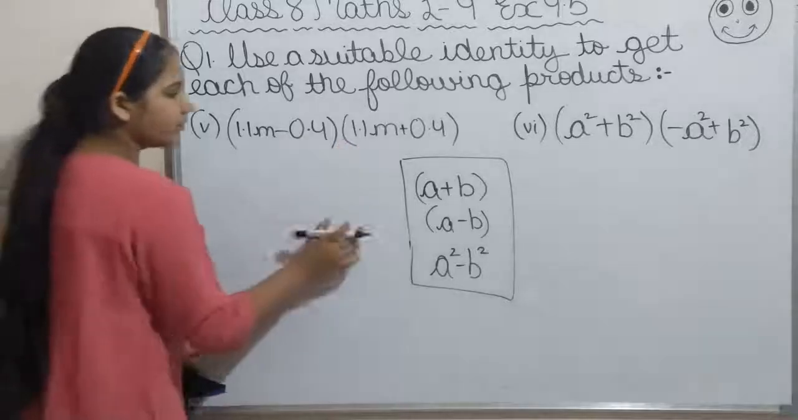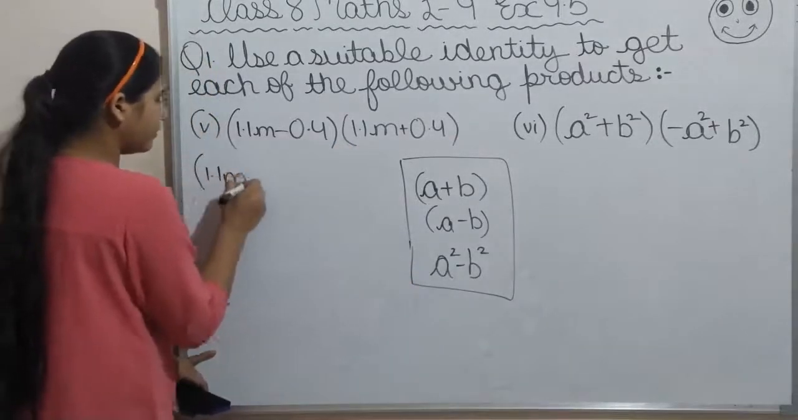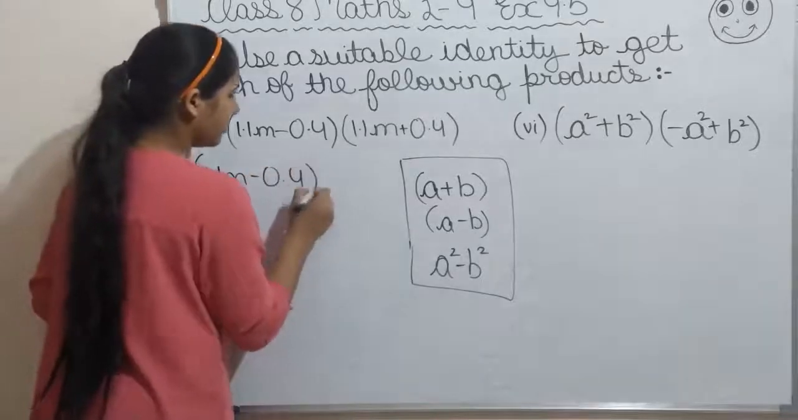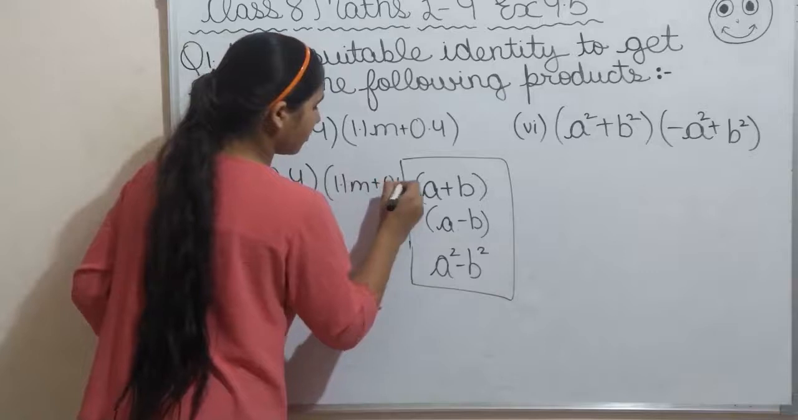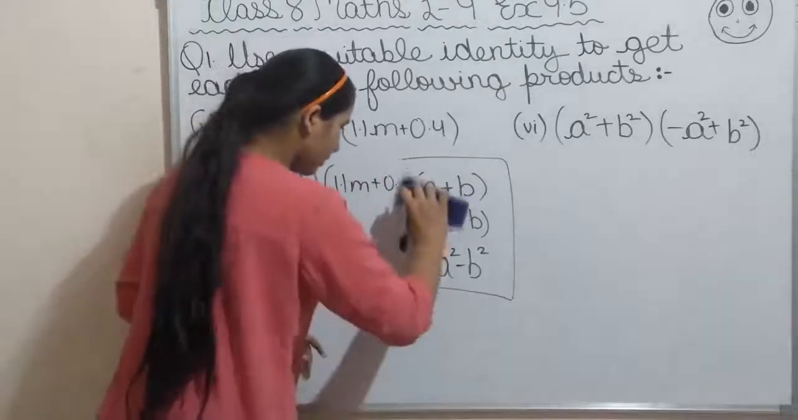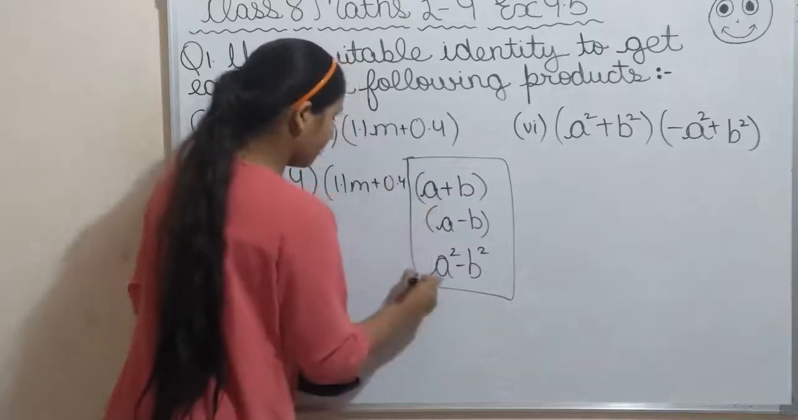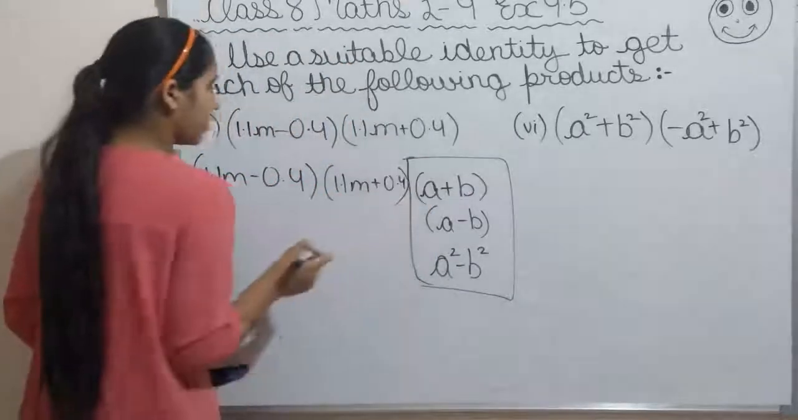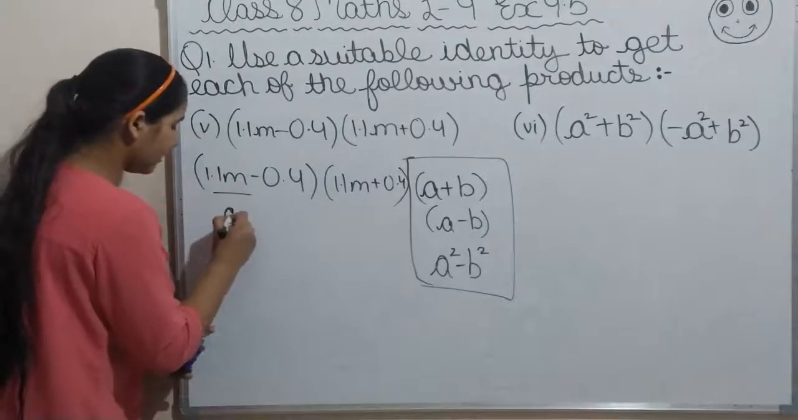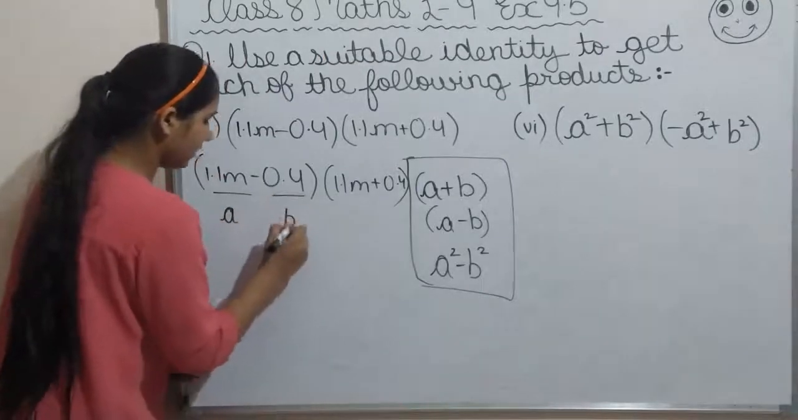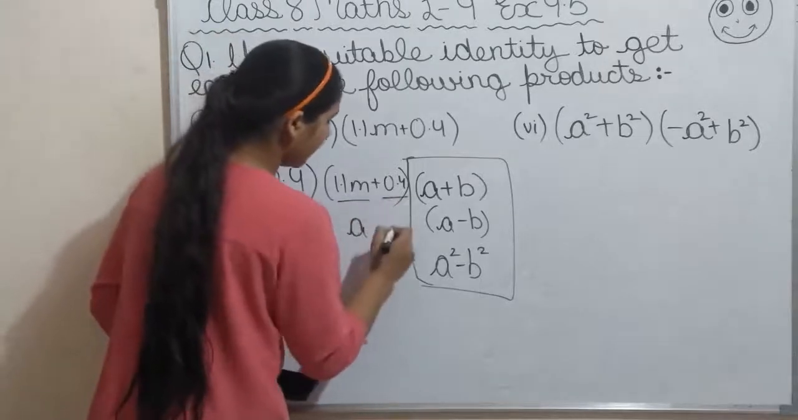So we can write this as (1.1 m - 0.4)(1.1 m + 0.4). It's a little bit tricky. Then close the bracket. For this, a square: this one is a, this one is b, and this one is again a, and this one is again b.